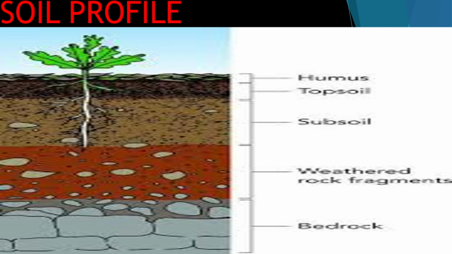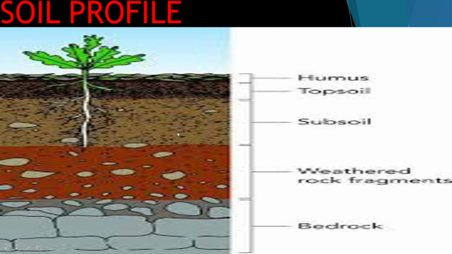Now, let's learn about soil profile. Look at this. You can see a plant which has grown, and look at the root of the plant which has come to the second, third level. Down you can see big stones. So let's learn about the soil profile. The soil profile shows the different layers of soil.